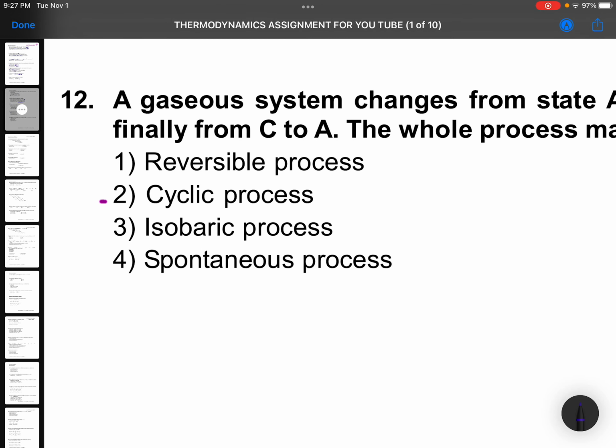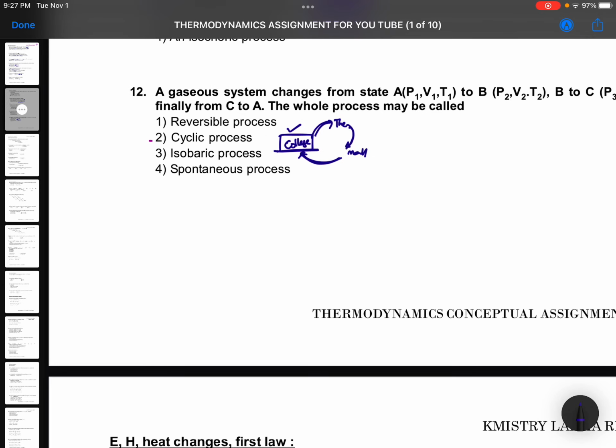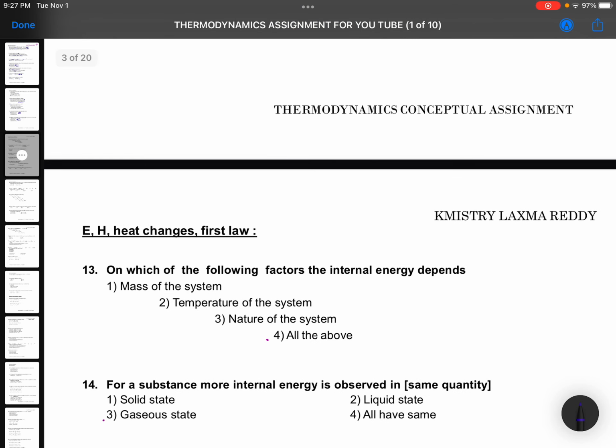You have started from your college. You went to the theater, not interesting. You went to the mall, not interesting. You went back to college because my class is going on. Okay, fine. So college, theater, mall, and finally you came here, right? It means it is a cyclic process. You came to the first point. In a cyclic process, internal energy change is zero. That question we are going to get soon.